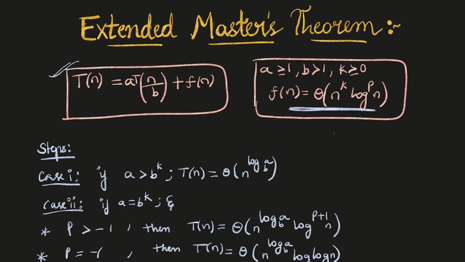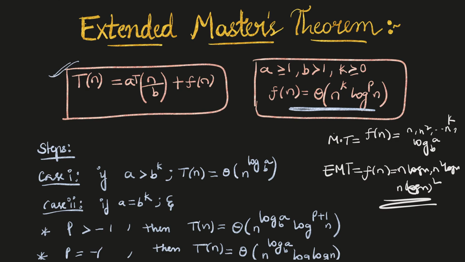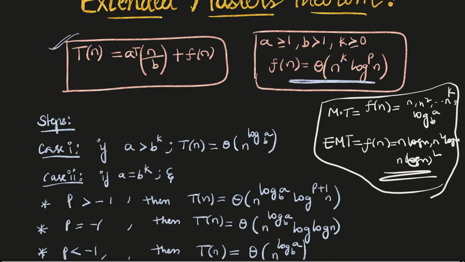Now I'll tell you the basic difference, like when you have to use master's theorem and when you have to use extended master's theorem. So master's theorem, you can use it if you are having your function f of n in terms of n, n square, so on up to n power k, or you are having some basic logarithm of a base b. But if your function is like n log n square, log n, or n log n whole square, if you are having terms like them, then you need to do extended master's theorem. So this is the basic difference. So now let's see how we use it.